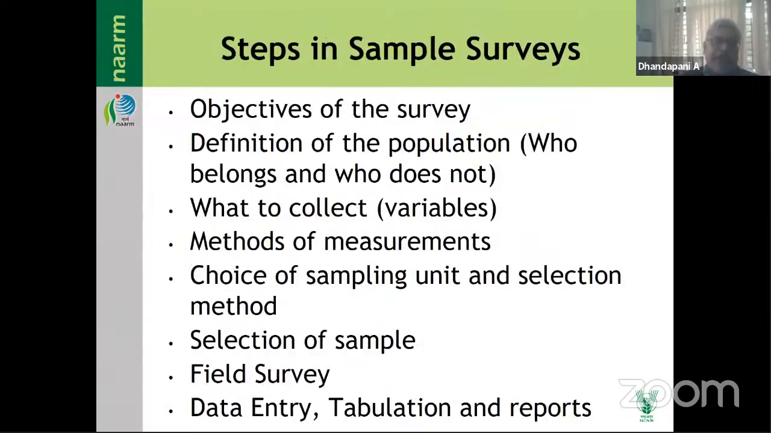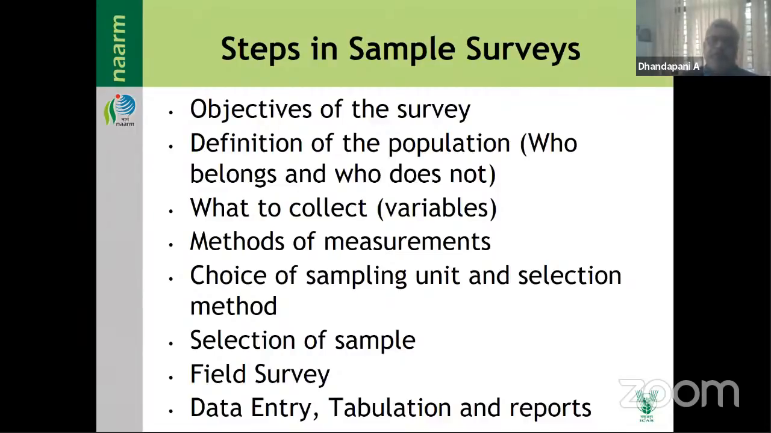So let us think of what the different steps in the sample surveys are. As I was telling you in my opening statements, there will be several steps. I'm not going to cover all of these because each one would be a topic in itself. But when you are going to plan a sample survey, you need to know the objectives of your survey. The objectives of the survey are going to determine every other thing.